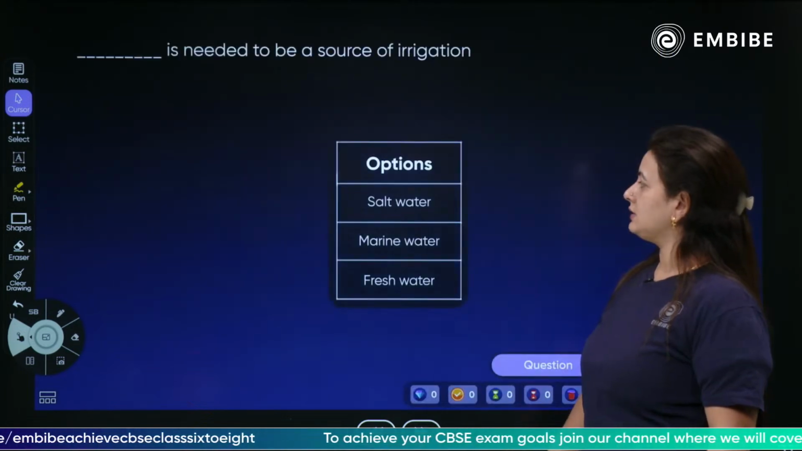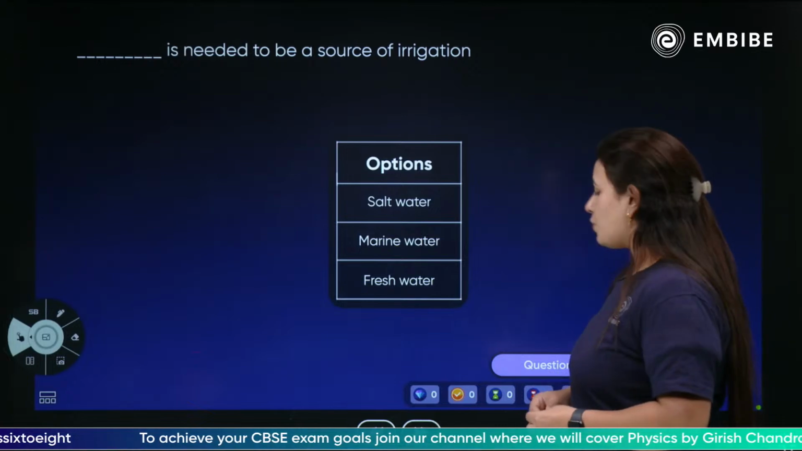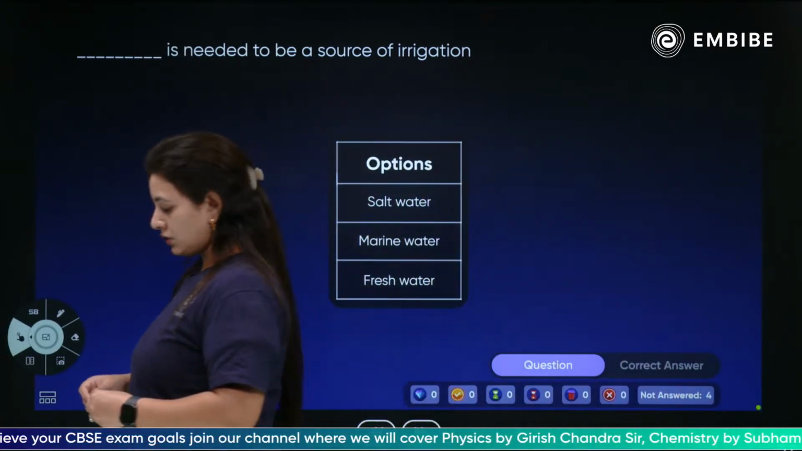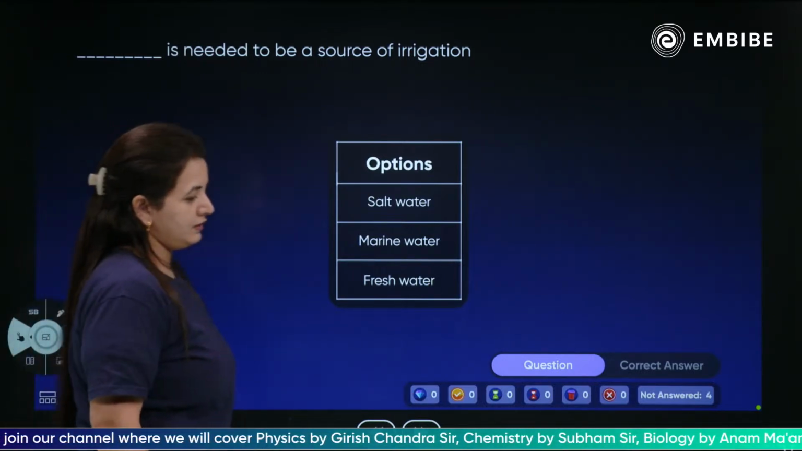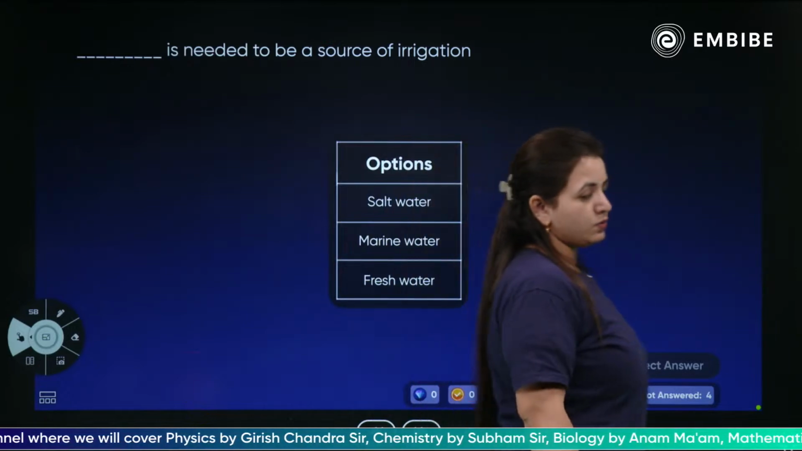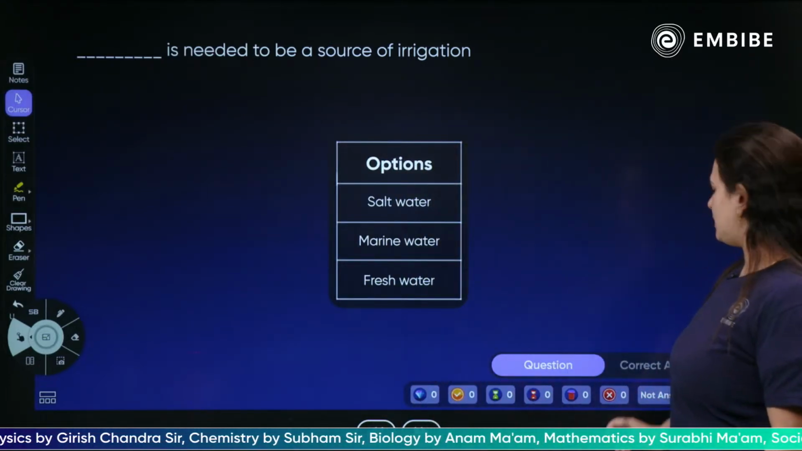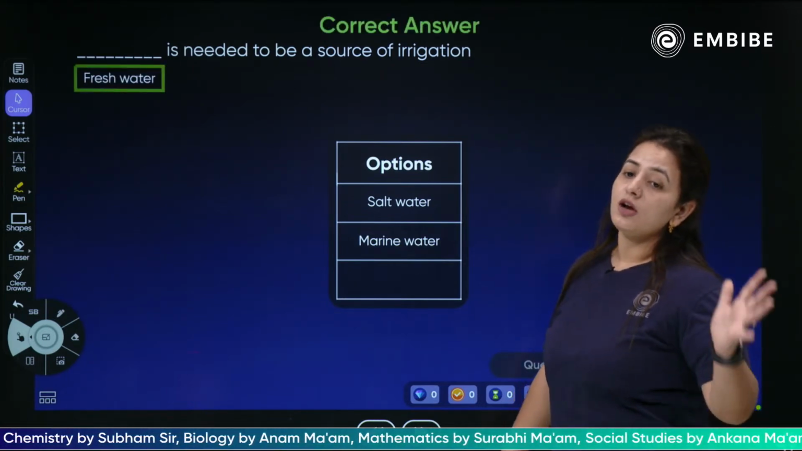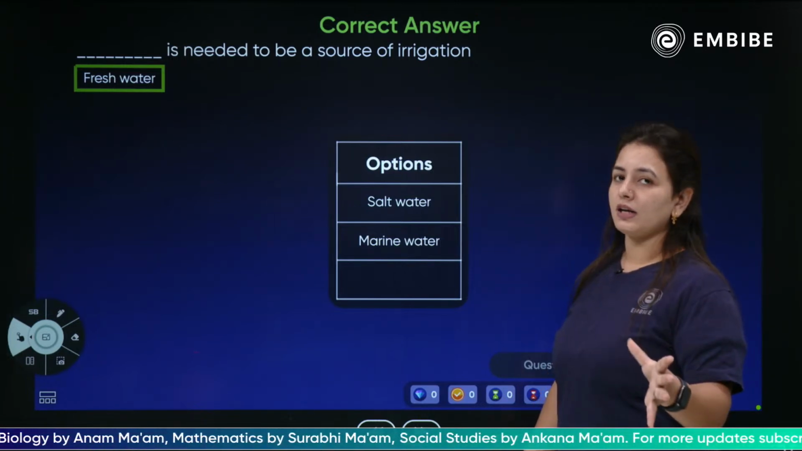Next we have another question. Which water do you think is the source of irrigation? Simple, fresh water is the source of irrigation. Everybody knows, just now I have told you, खारा पानी नहीं चाहिए, fresh water चाहिए.